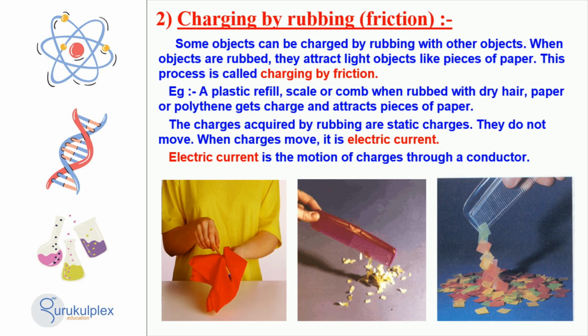These charges are known as static charges as they are not in motion but remain in the same place. On the other hand, when charges move, it is known as electric current. This is the motion of charges through a conductor.